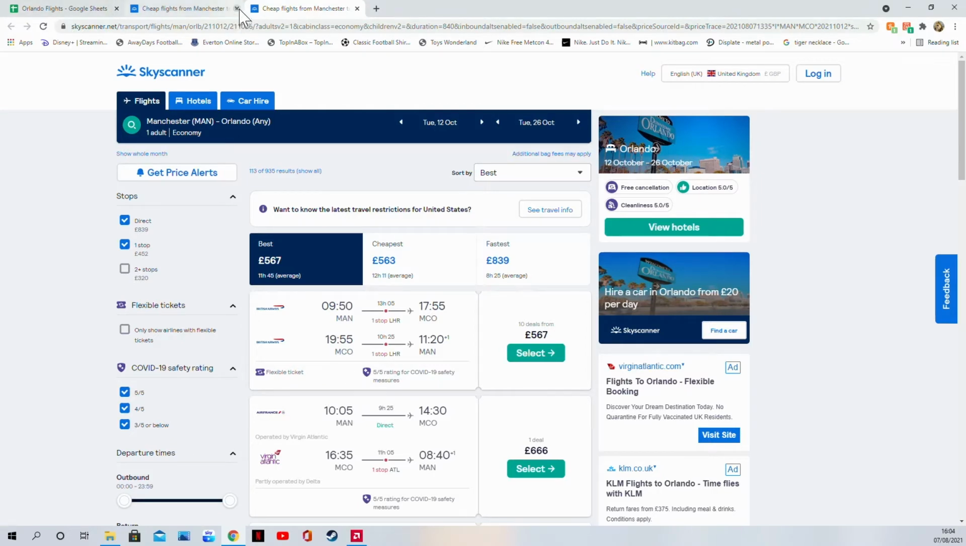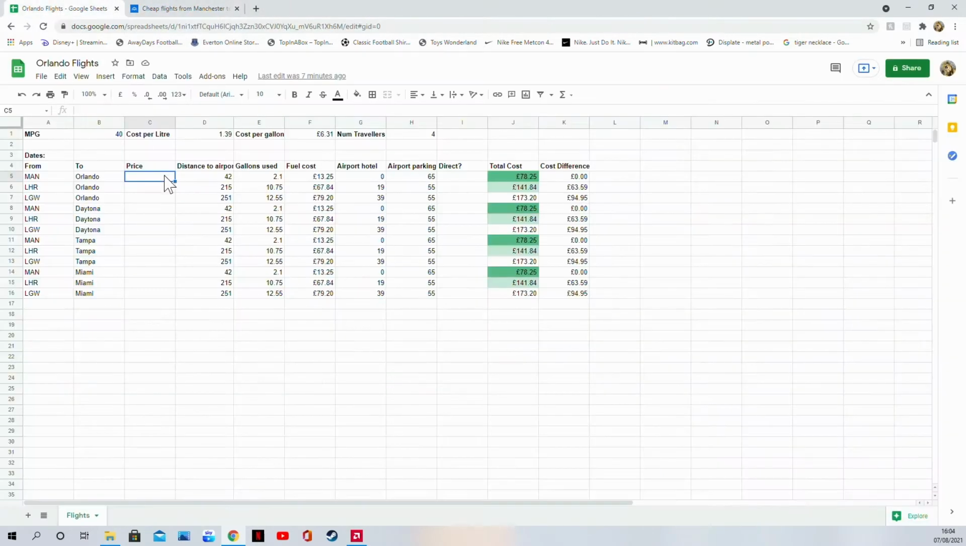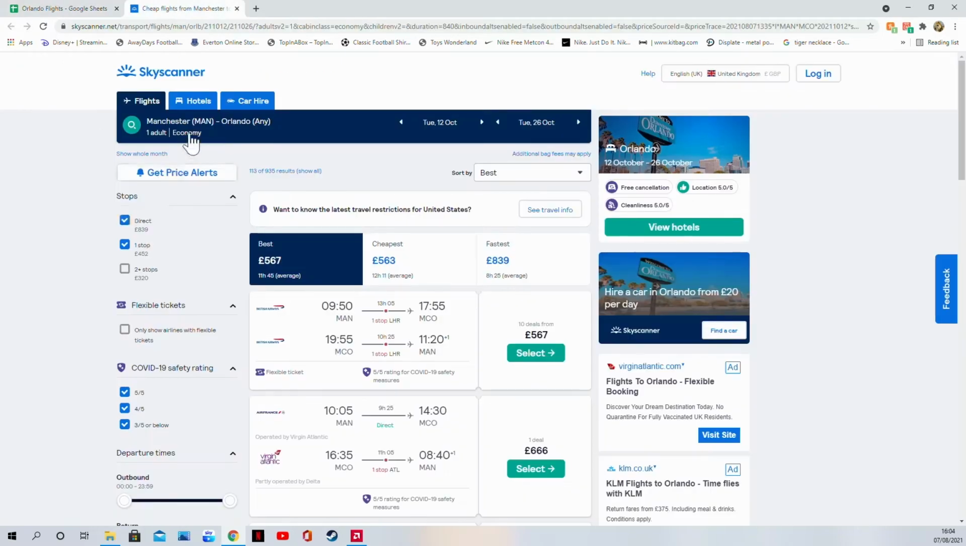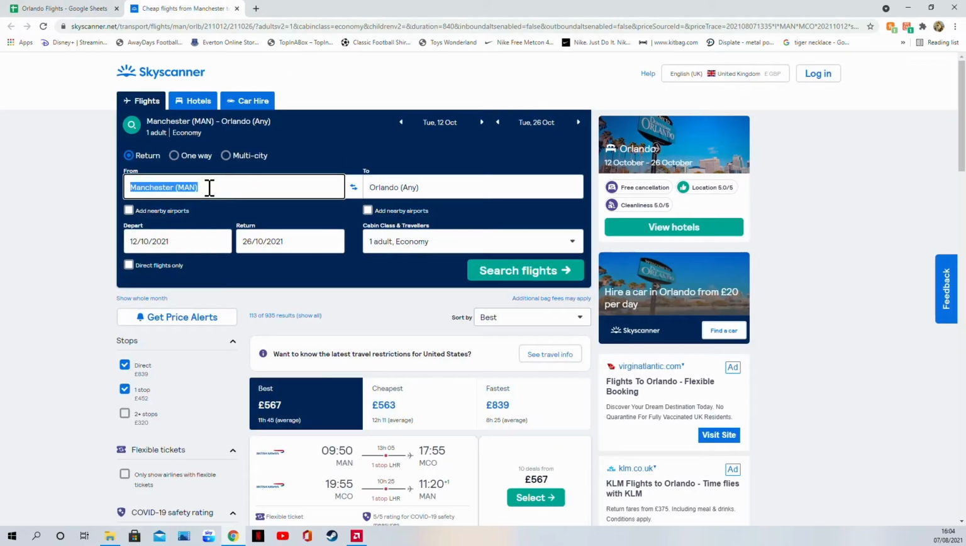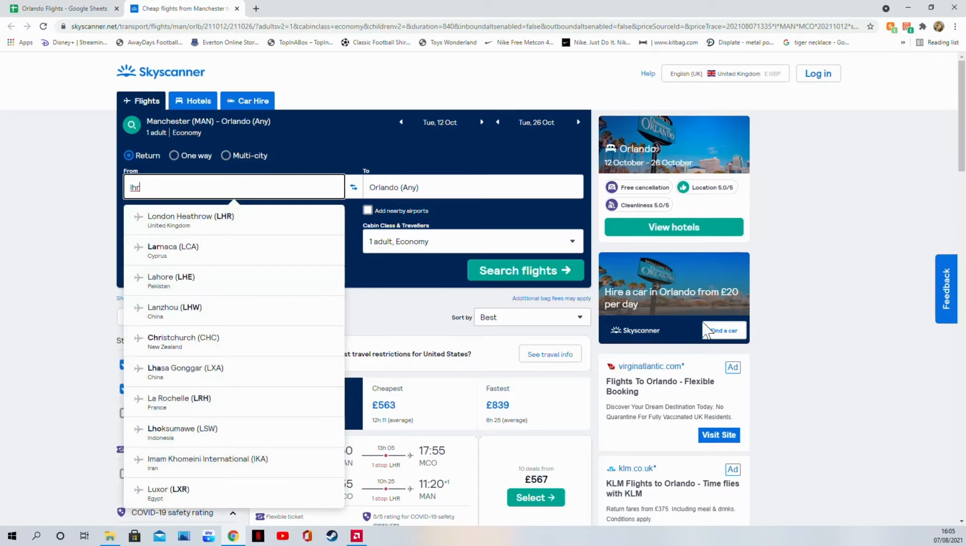So if I go back up to here and add that in now, so it's 567 is the price, and it's not a direct flight. So that quickly now gives me the cost of the whole journey. So if I switch back now and go from Heathrow, just quickly change to LHR, and it leaves all of the filters in place.